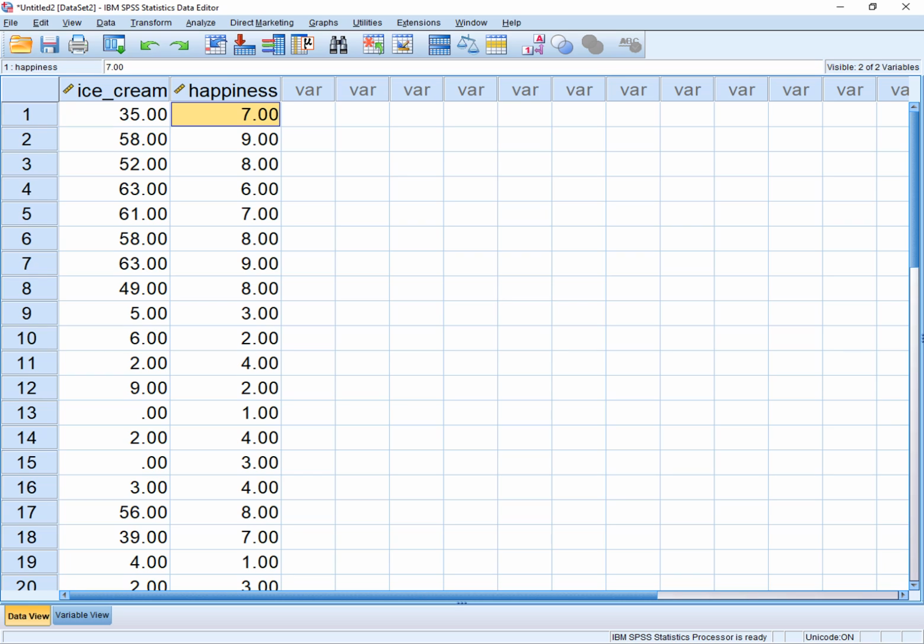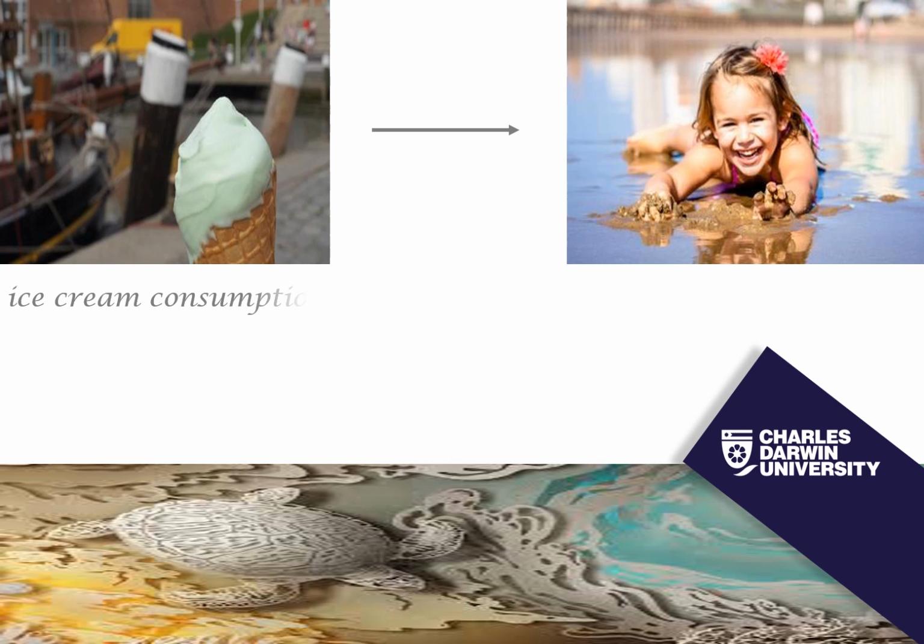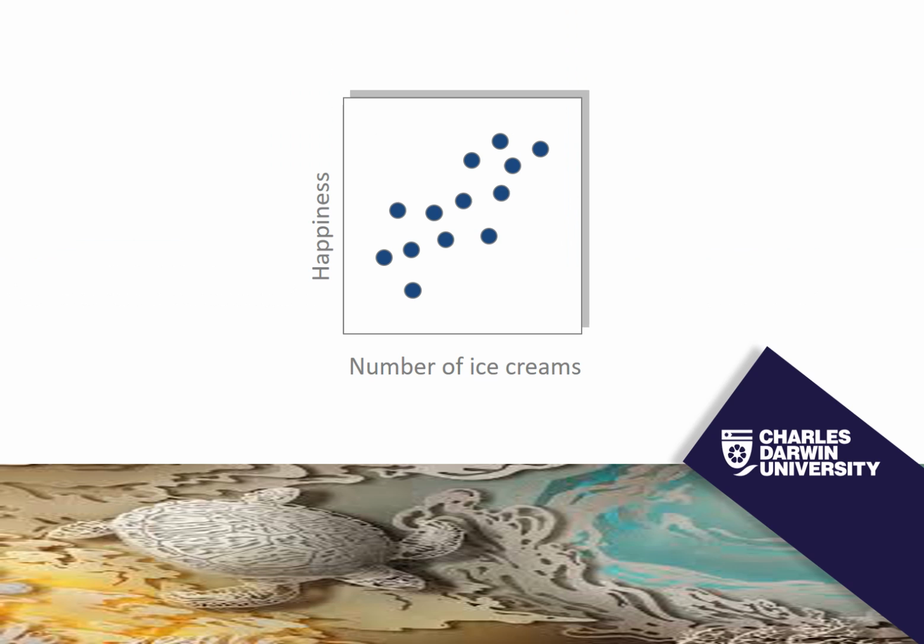Did you notice a pattern? Did you notice, for example, that high levels of ice cream consumption tend to coincide with high levels of happiness? In contrast, low levels of ice cream consumption tend to coincide with low levels of happiness. In other words, at first glance, these data indicate that ice cream consumption might promote happiness. To depict these data graphically, you could construct a scatterplot similar to this graph.